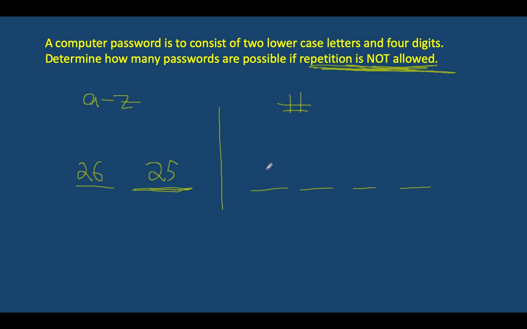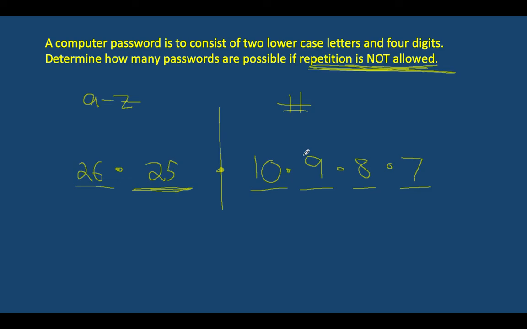Now same with the numbers. We said there's 10 total digits. Well, we used one of those digits here, so we can't use it for the next one because there's no repetition allowed. So now there's only 9 options. Well, again, now we're using a second digit here, so there's one less option for this one. So there's 8 options here. And we use 3 digits here, so that's 3 less options for this slot. So there would be 7 options there. So it would be 26 times 25 times 10 times 9 times 8 times 7.